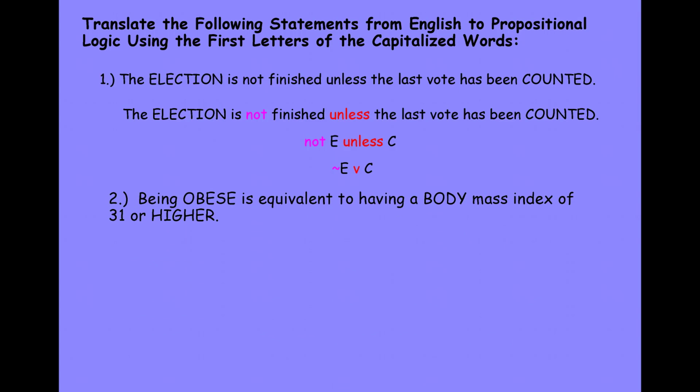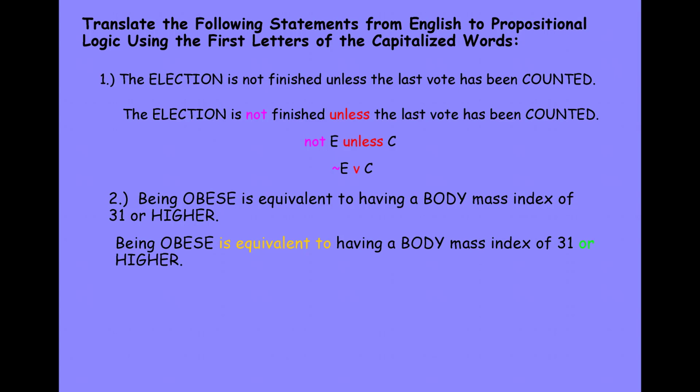Being obese is equivalent to having a body mass index of 31 or higher. So now we've got 3 words that are all capital letters. O for being obese, B for having a body mass index of 31, and H for having a body mass index higher than 31. So when we highlight our logical form words, we're going to have is equivalent to as one of our logical form words and or as the other.